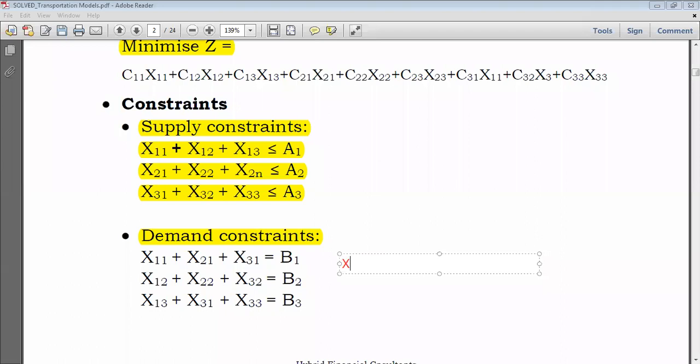If you take X11 and then you add X21 and then you add X31, you would have a total of B1.